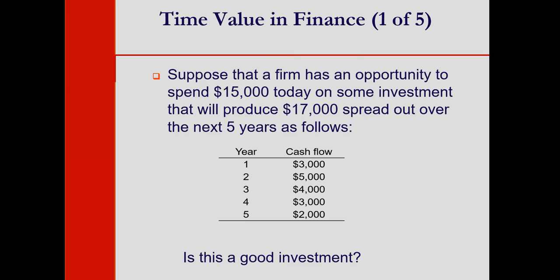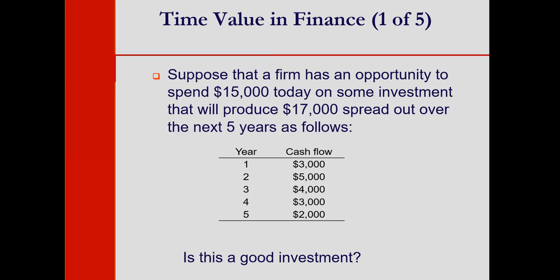Now let's talk about this situation. Suppose a firm has an opportunity to spend $15,000 today on an investment that will produce $17,000 spread out over the next 5 years. In the first year the cash flow is $3,000, second year $5,000, third year $4,000, fourth year $3,000, and fifth year $2,000. Now the question is, is it a good investment?